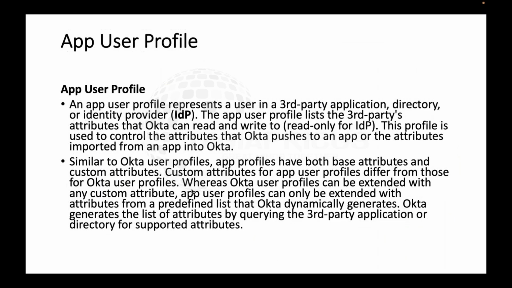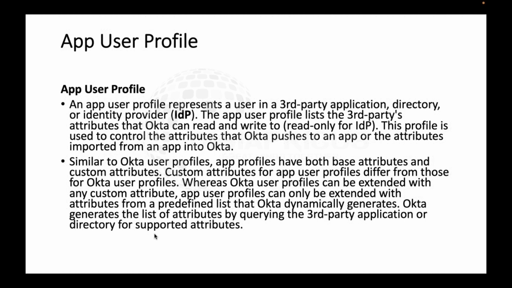That's what we mean by the app profile, and that's how it is different from the Okta user profile. They both can have base and custom attributes; that's a common thing. But custom attributes for app user profiles differ from those of the Okta user profiles. In an Okta user profile, you can just go ahead and create anything. But for app user profiles, it can only be extended from a predefined list of attributes that Okta dynamically generates.